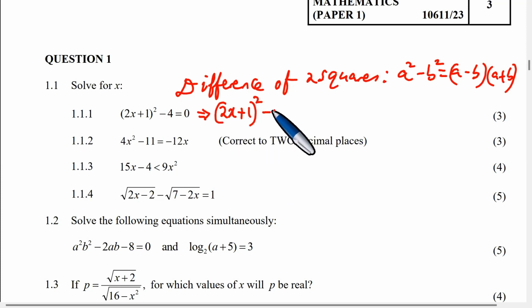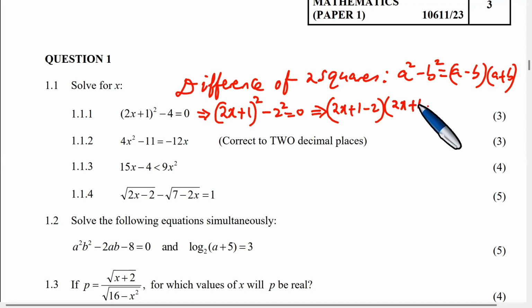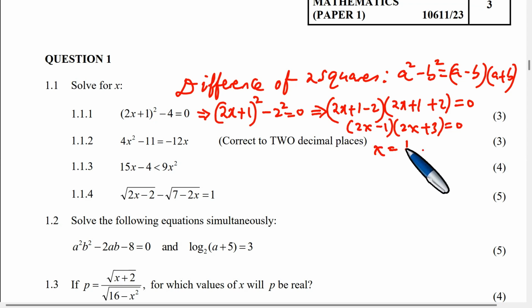Right, so we have this one, which is 2 squared equals 0. So the number 4 can be written as 2 squared, because 4 is 2 times 2. And therefore, this means that you have 2x plus 1 minus 2 into, you put the minus, then a plus, x plus 1 plus 2, and this equals 0. And this is exactly the same as 2x minus 1 into 2x plus 3 equals 0, which means x is 1/2, or x is minus 3 over 2.